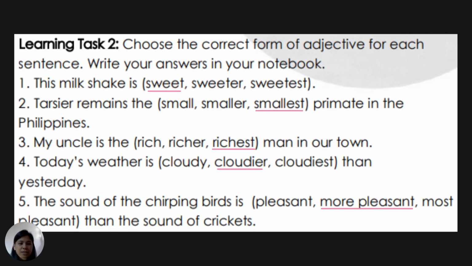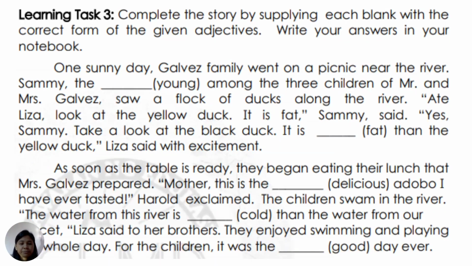Number 1. This milkshake is sweet. Number 2. Tarsier remains the smallest primate in the Philippines. Number 3. My uncle is the richest man in our town. Number 4. Today's weather is cloudier than yesterday. And number 5. The sound of the chirping birds is more pleasant than the sound of crickets.